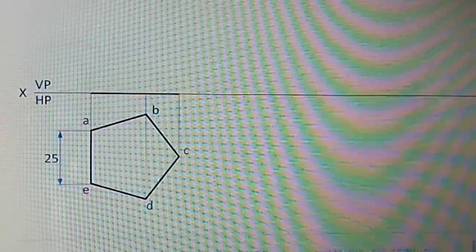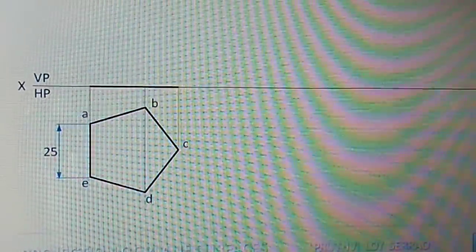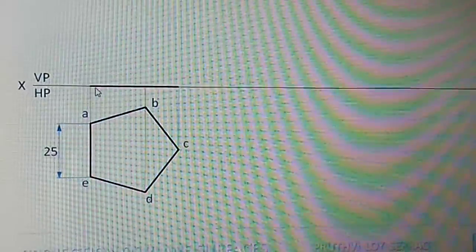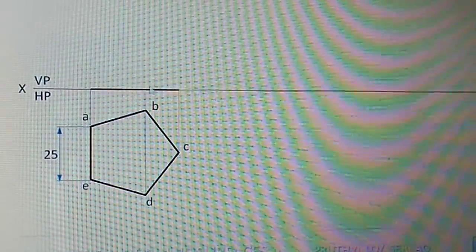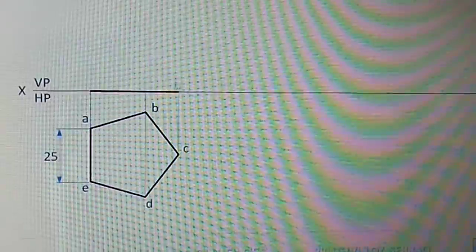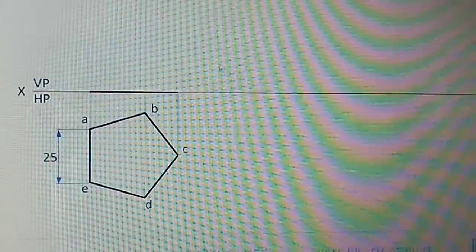Then you draw the line from this end. Just see here, this is the starting point, this is the end point. This thick line we call the front view. It lies on the XY line. This is the top view, this is the front view.